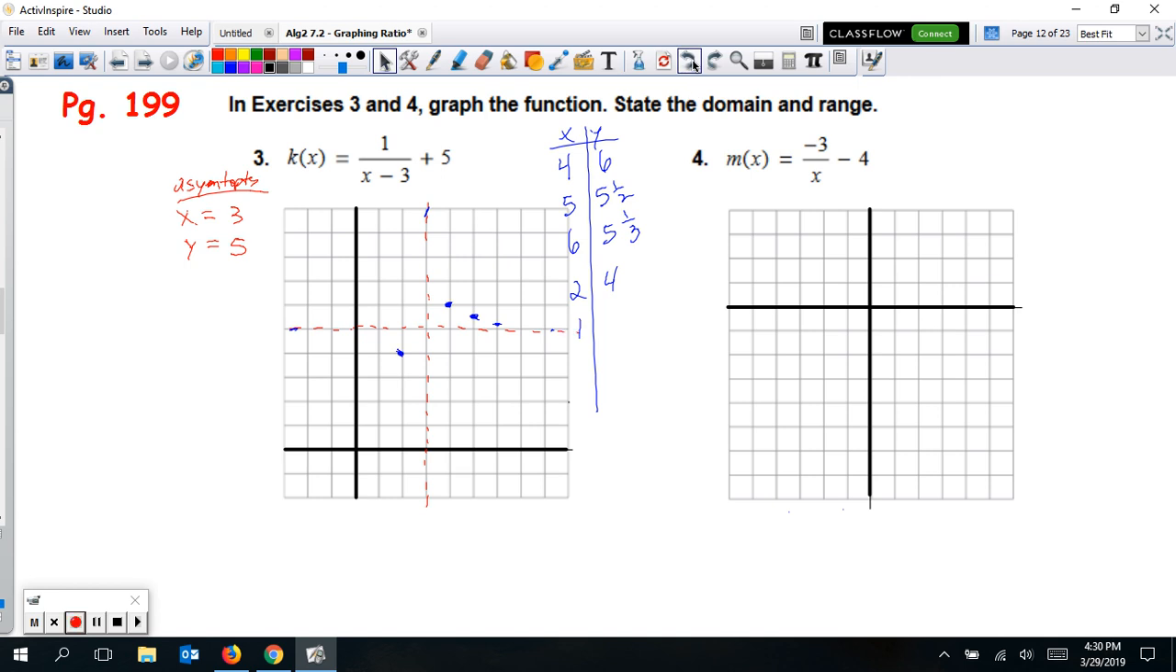And then the next number is going to be 1. 1 minus 3 is going to be a -2. And so that's a -1/2, which means we need to take half away from 5, which would be 4 1/2. And so we go to 1, we're going to go up to 4, and then halfway up. And so that's where our point would be.